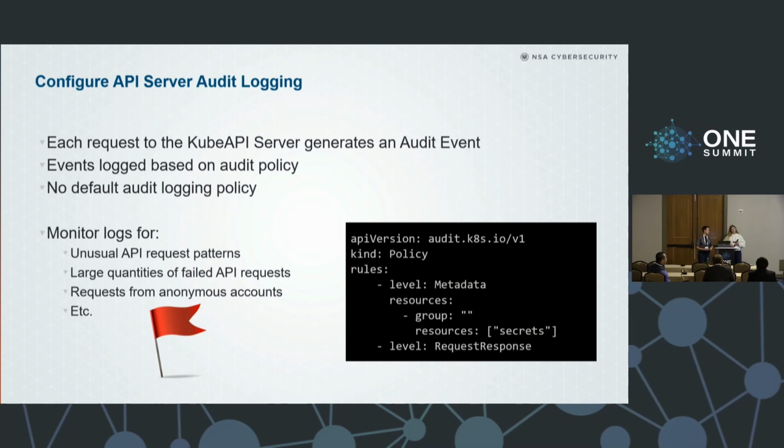There's an example here on the slide that logs all requests involving secret resources at the metadata level in order to avoid logging base64 secrets, and then logs everything else at the RequestResponse level, which is the highest optional level.